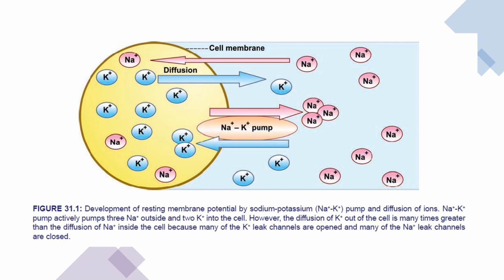So the sodium-potassium pump is a key active transport mechanism shown here. This pump works by actively moving 3 sodium ions outside of the cell and simultaneously transporting 2 potassium ions into the cell. Alongside the pump's activity, the diffusion of ions across the membrane also plays a crucial role. Due to the concentration gradient, potassium ions tend to diffuse out of the cell through potassium leak channels, which are predominantly open. Although sodium also has a tendency to diffuse back into the cell, mostly sodium leak channels remain closed, so it limits this movement.